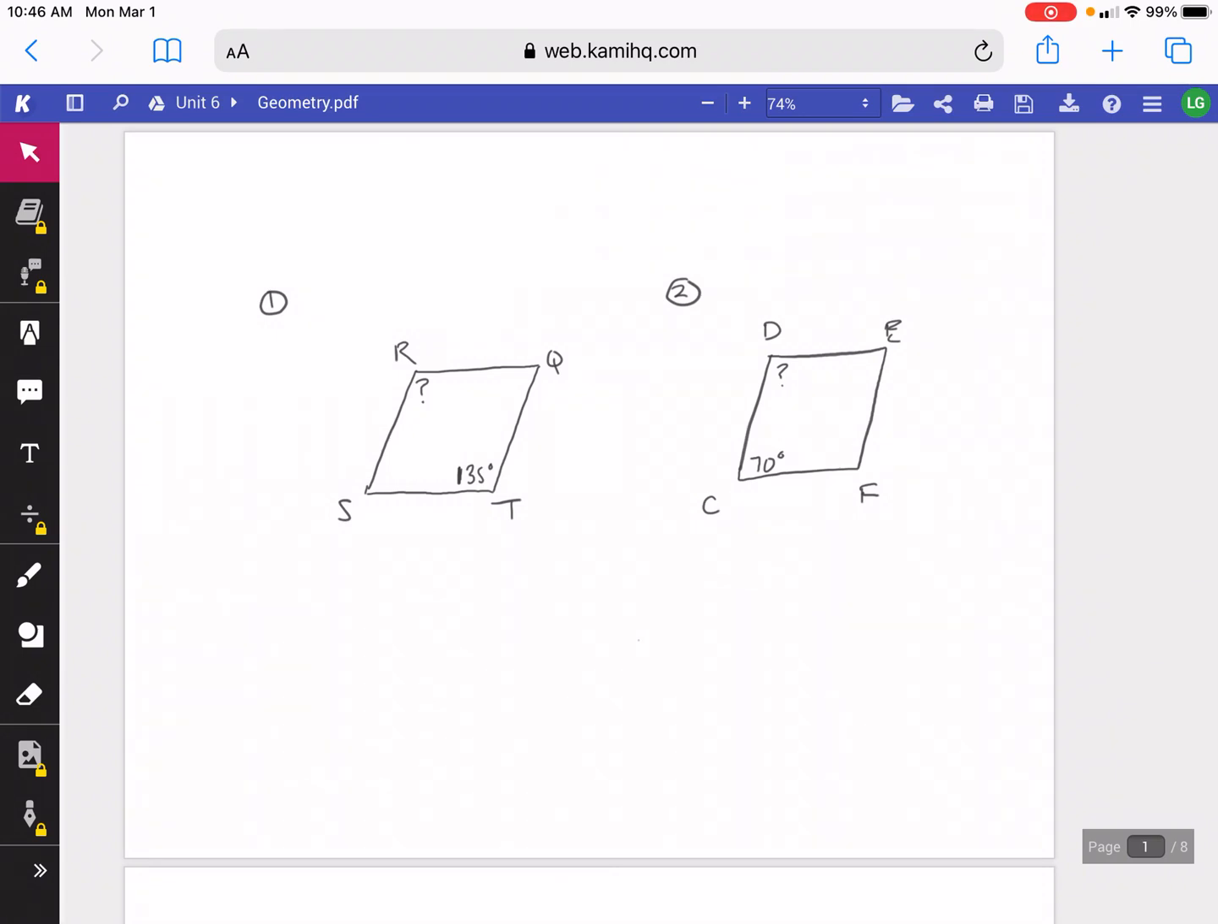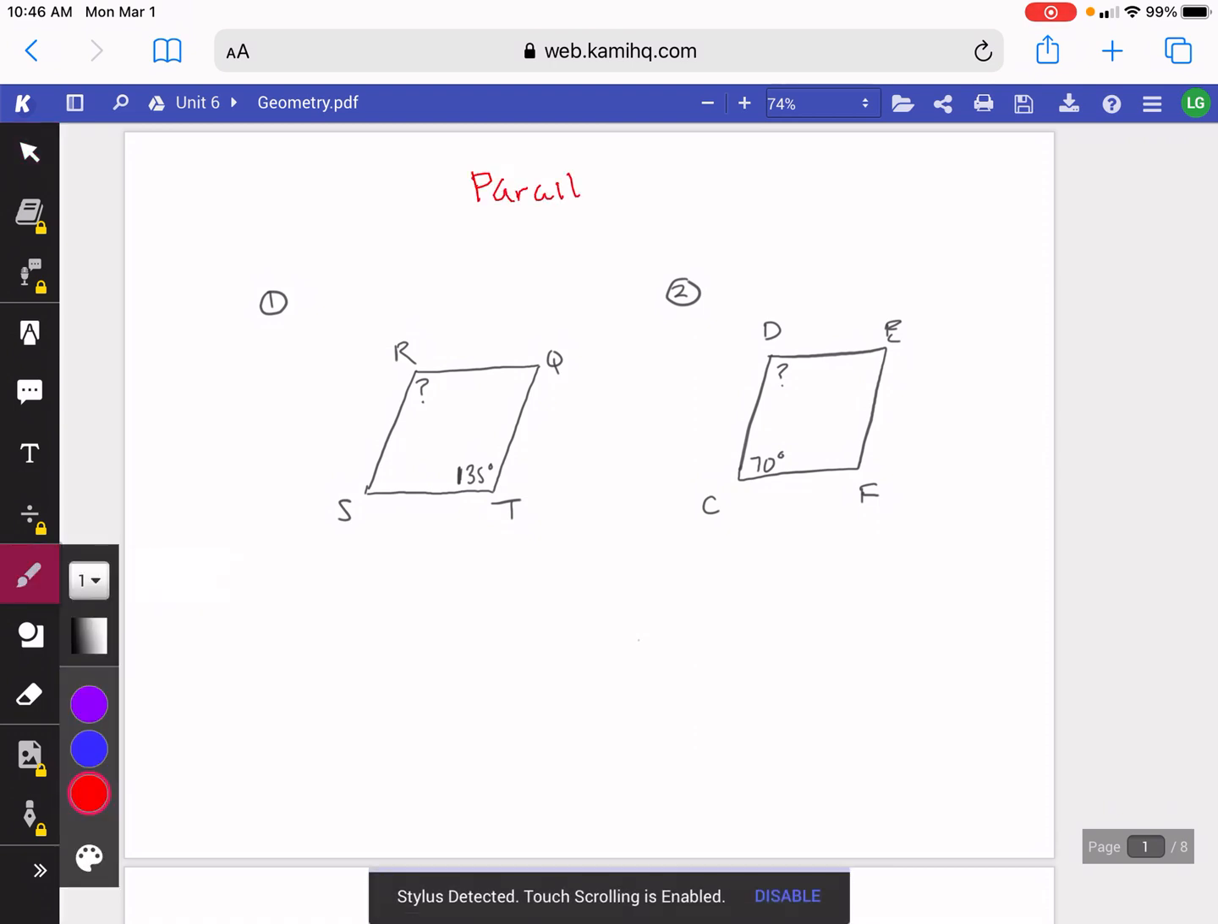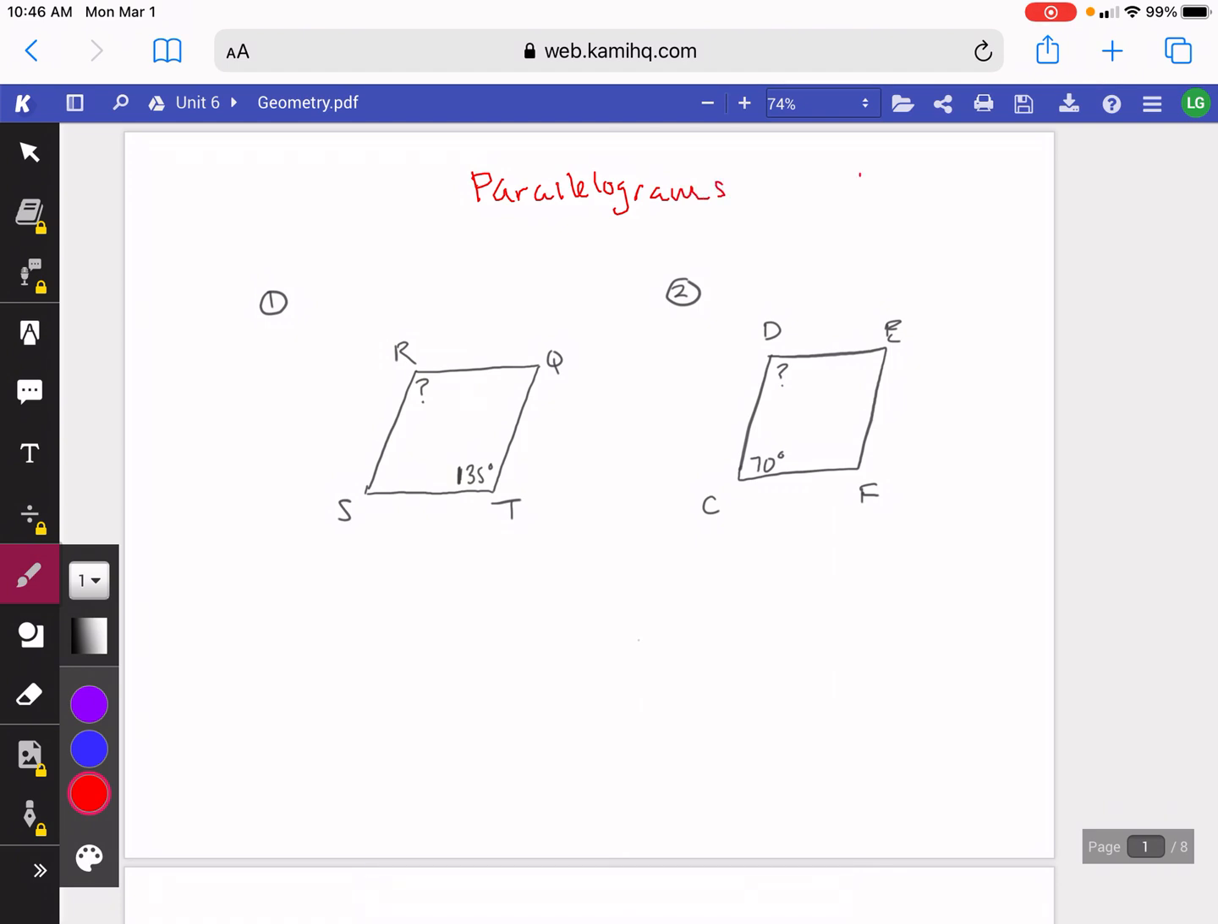We're going to be reviewing for the Unit 6 test on quadrilaterals. So here in questions 1 and 2, we have parallelograms. And what we learned in the properties of parallelograms are that opposite sides are congruent and opposite angles are congruent. We also learned that consecutive angles, the ones that are side by side, add to 180.